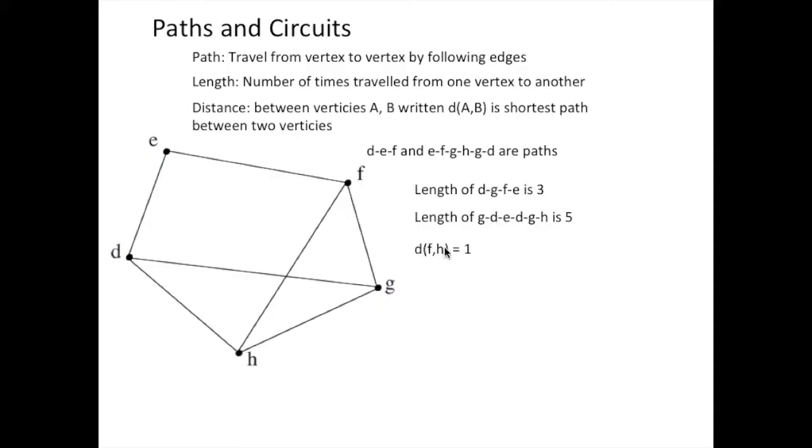The distance from F to H. So F to H, it's just one step. I mean, we could go 2 steps to get there, but the shortest distance is 1 step. Distance between F and H is 1.